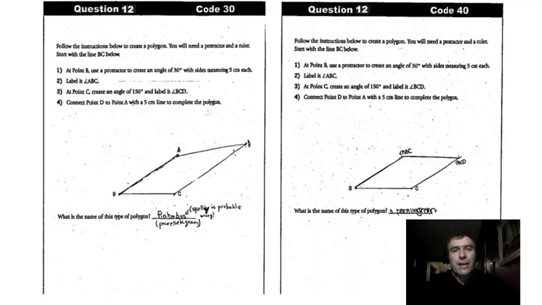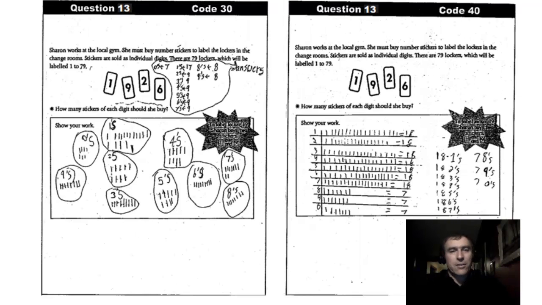And the last long question that you had to look at: Sharon works at a local gym. She must buy number stickers to label the lockers of the change rooms. They're sold as individual digits. There are 79 lockers which will be labeled from 1 to 79. So how many of each of these numbers does she need to buy?